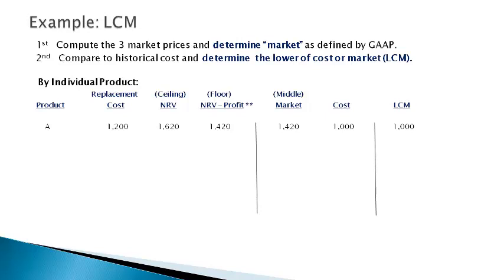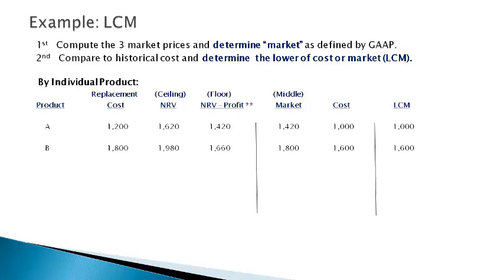To perform lower of cost or market, set up the table with the three columns related to market, a column for cost, and a column for the lower of the cost or market amount. Let's look at product A first. Replacement cost and net realizable value are given. The floor is the net realizable value less 20% of cost, which is normal profit. The middle value is the market that meets the can't be higher than and can't be lower than rule. This is then compared to the cost of 1,000. At this point, only the market and the cost are considered, and the lower of the two is placed in the lower of cost or market column.